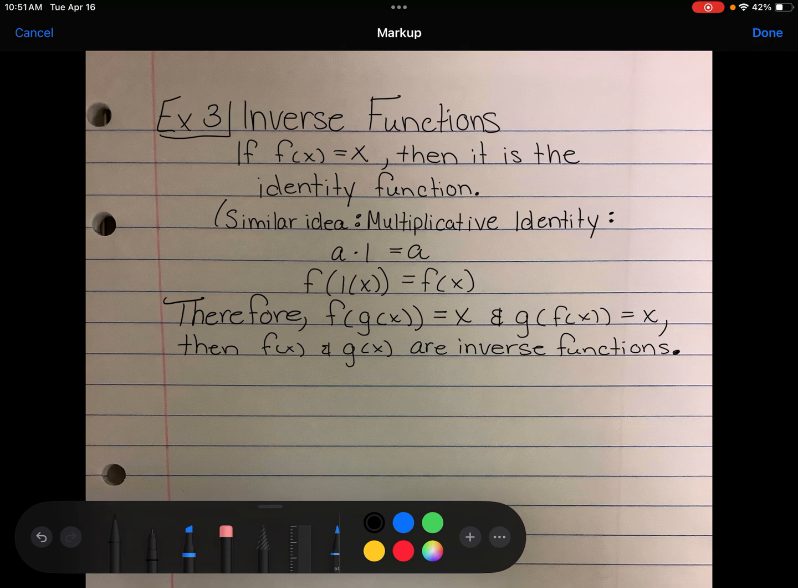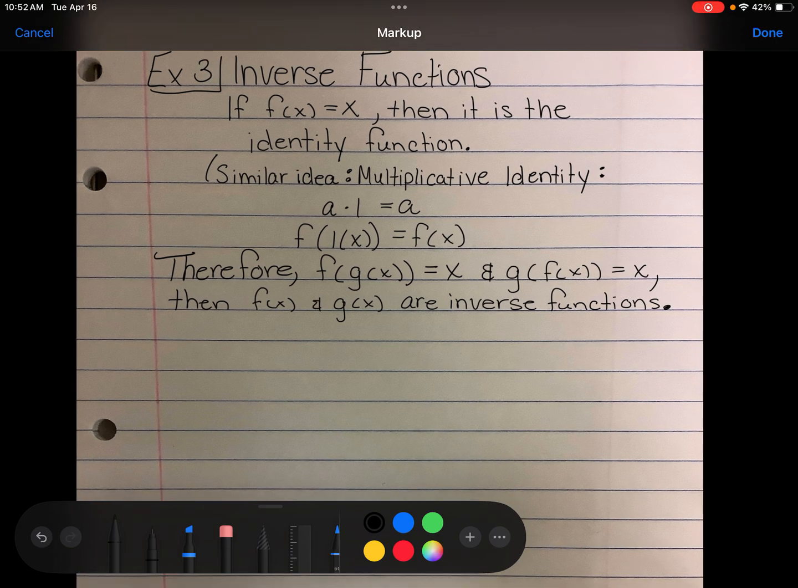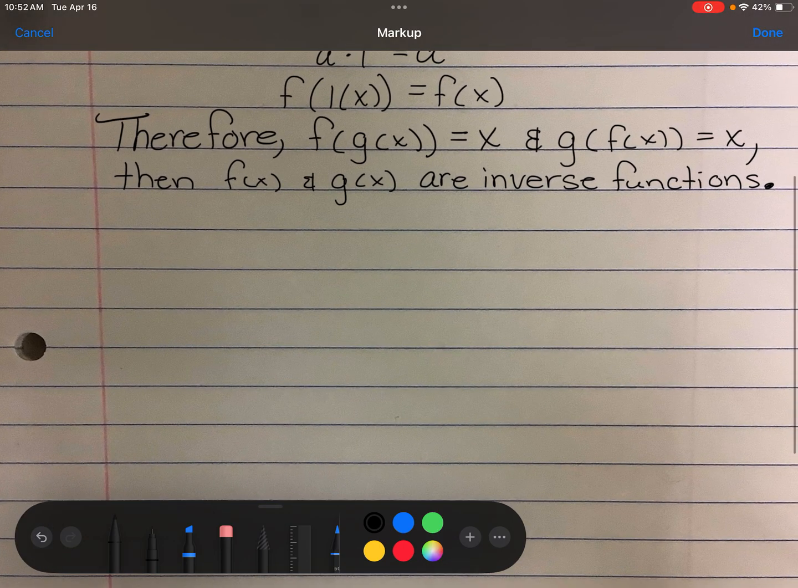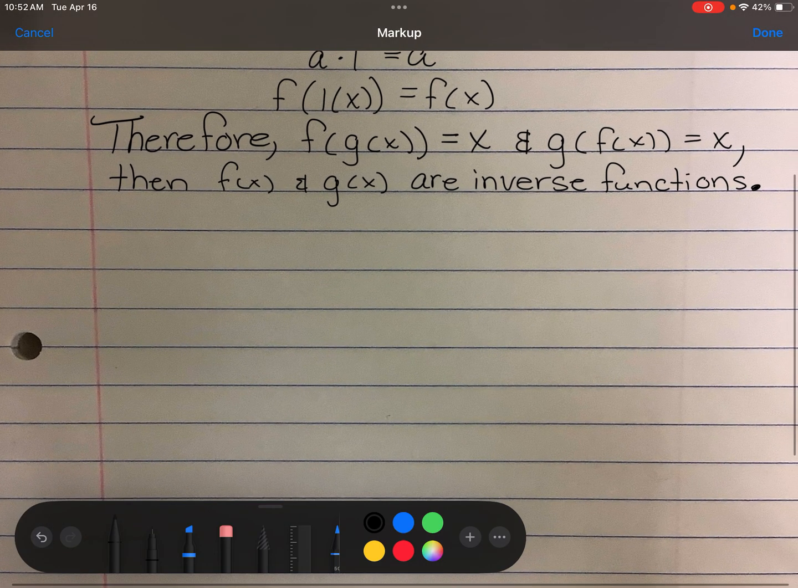So then we can take that idea and apply it to how we know if two functions are considered inverse functions. So if f of g of x equals x and g of f of x equals x, then we can say that f of x and g of x are inverse functions. We are going to look at this graphically, but today we're just going to look at it algebraically.